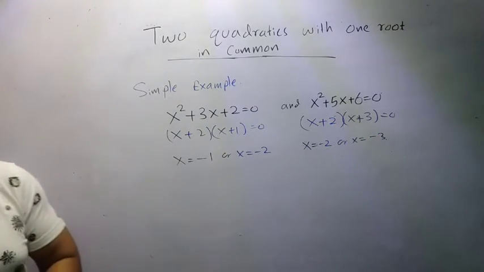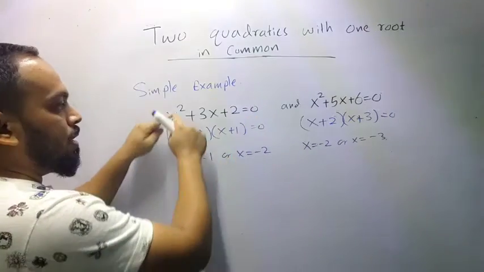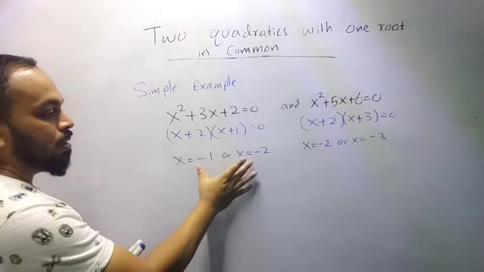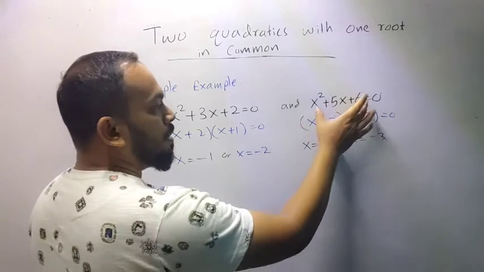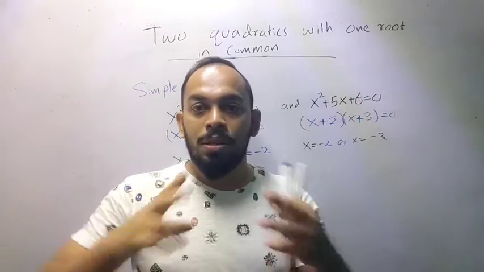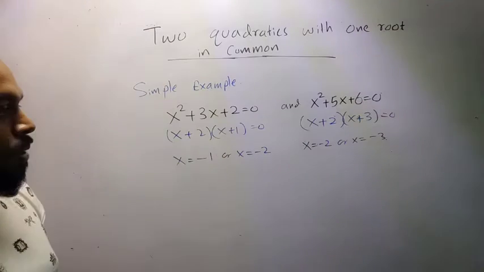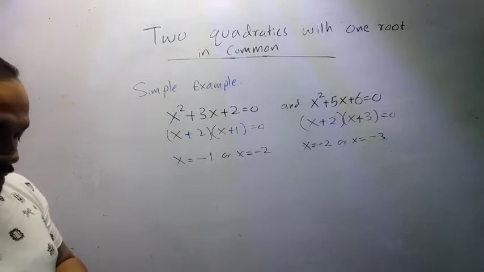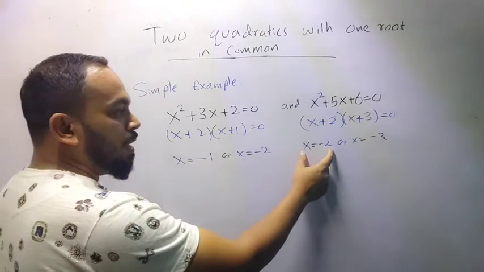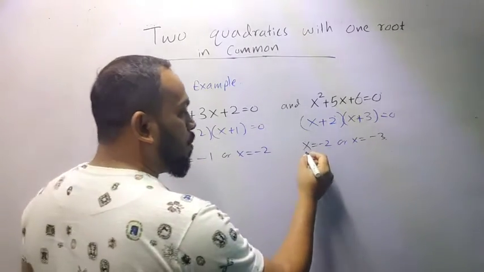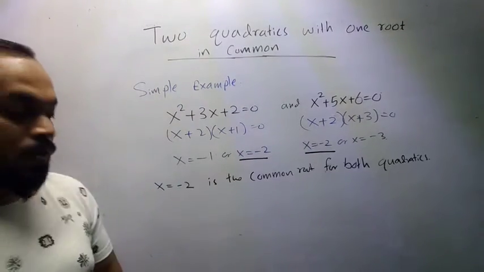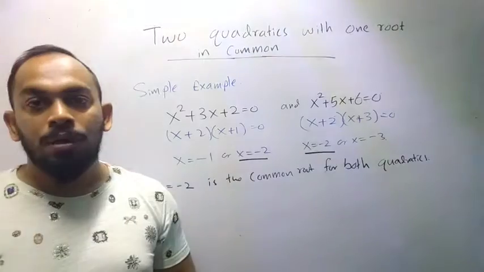Notice here that in general a quadratic equation has two roots, right? These are the two roots of this quadratic equation, and this quadratic equation has two roots. If we have coincident roots, that means there will be only one root there. So x equal minus 1 or x equal minus 2, and x equal minus 2 or x equal minus 3. What is the common root? The common root is x equal minus 2. So x equal minus 2 is the common root for both quadratics, right?